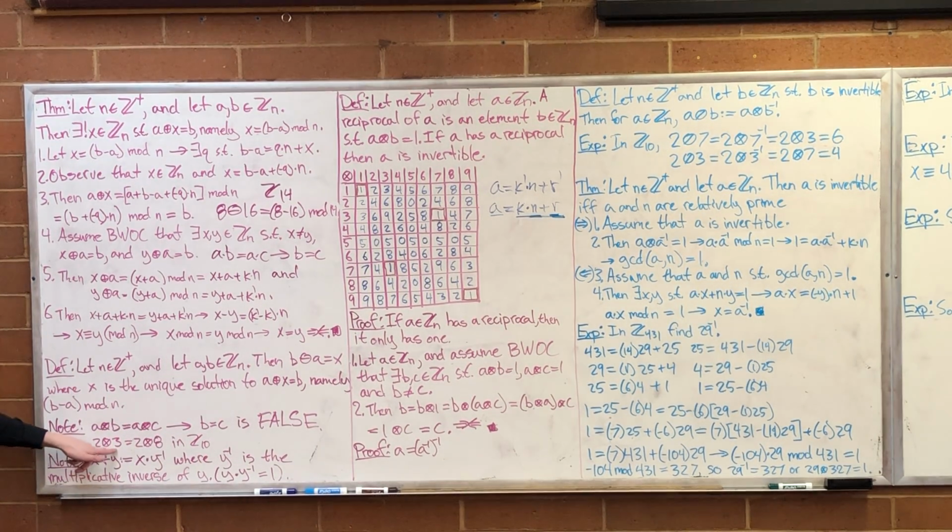Look at 2 times 3, what's that in Z10? 6. What's 2 times 8 in Z10? 16 mod 10 is 6. So these are equal mod 10, but 3 and 8 are drastically different numbers. There's no sense that they're the same number in this arithmetic, right? So just because this is true does not imply this is true in our arithmetic.